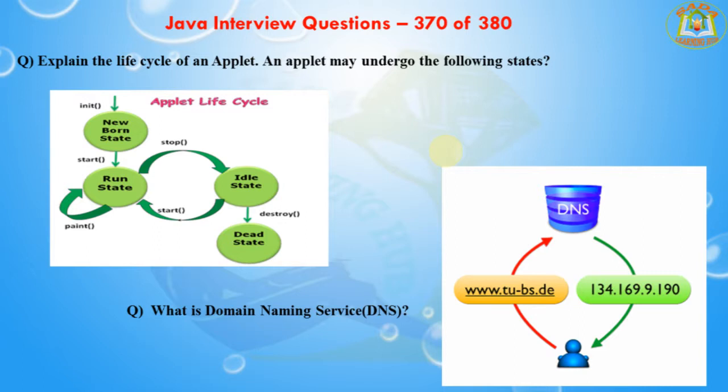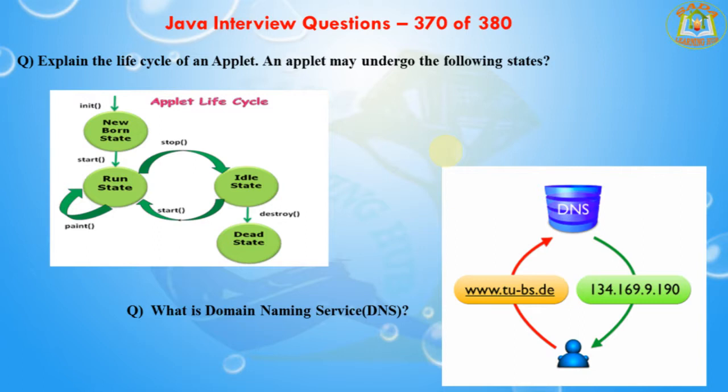The first state is init, the second state is start, the third state is stop, and the fourth state is destroy. The init state is used to initialize the applet, the start state is used to begin the execution of an applet, the stop state is used to stop the execution of an applet, and the destroy state is used to perform the final cleanup before unloading the applet.